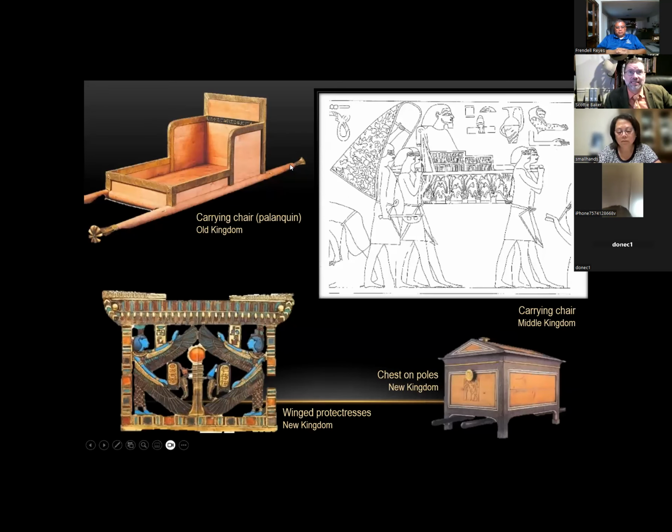Carrying on poles is what they did for noble people. You see a line drawing of a very important person being carried on a chair. Here's an actual carrying chair. You see what it looked like? Here's a chest from Tutankhamun's tomb that actually has carrying poles on it. So the whole concept of carrying something that's important, sometimes even sacred, on poles, that gives the idea.